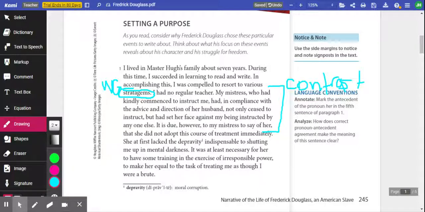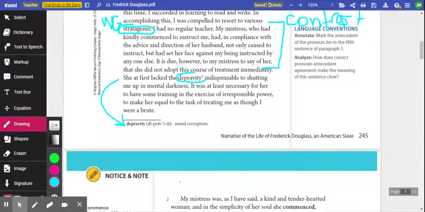"It is due, however, to my mistress to say of her that she did not adopt this course of treatment immediately. She at first lacked the depravity indispensable to shutting me up in mental darkness." All right, we may not know the word depravity, but we see it here in the footnotes, which means moral corruption. So at first, she lacked the moral corruption indispensable to shutting him up in mental darkness, so she refused to do it at first. "It was at least necessary for her to have some training in the exercise of irresponsible power to make her equal to the task of treating me as though I were a brute."